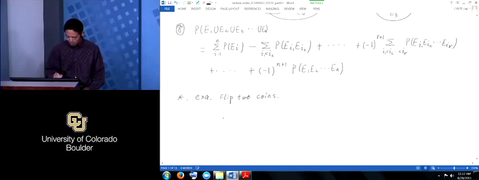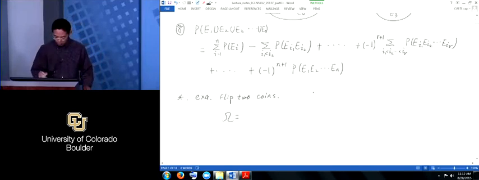The sample space, what's the sample space if I flip two coins? So for one coin, the sample space is head or tail, right? So for flipping two coins, what's the sample space? Head, tail, head. How do you write that for each element? You can write it like this.